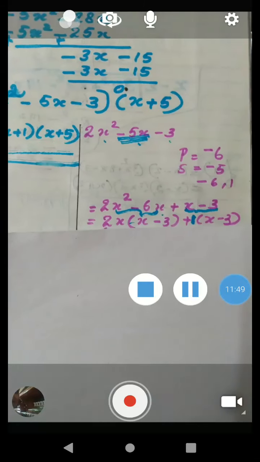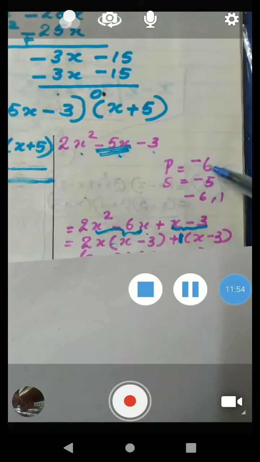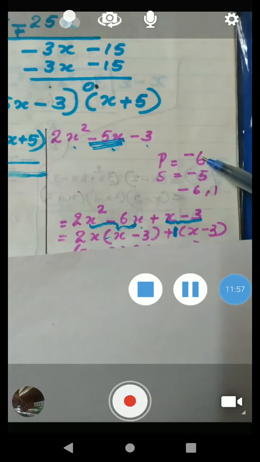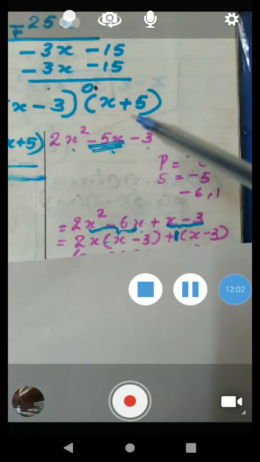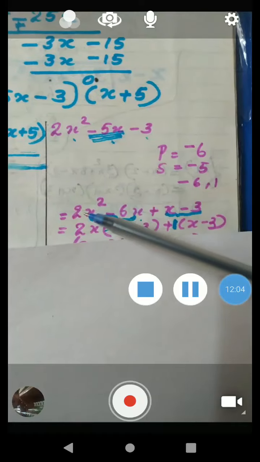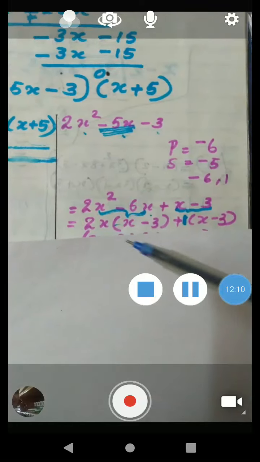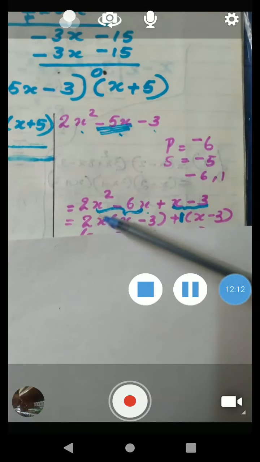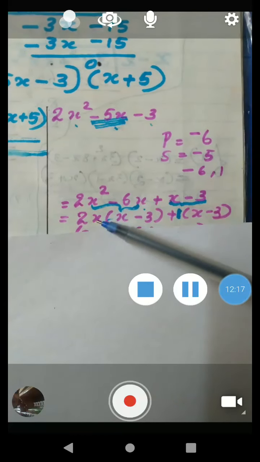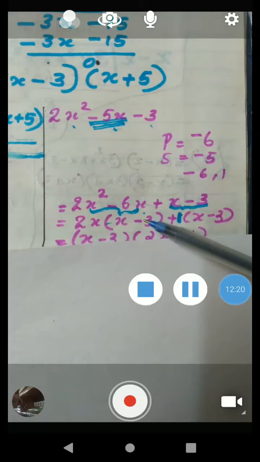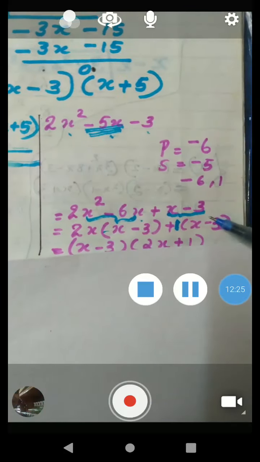In that way you can split the middle term. Minus 5x can be written as minus 6x plus x, that is minus 5x. And then grouping. First two terms in one group and the next two terms in the other group. Here, what is the common factor? That is 2x. Take it outside. 2x into x minus 3 plus, you can take 1 outside, 1 into x minus 3.